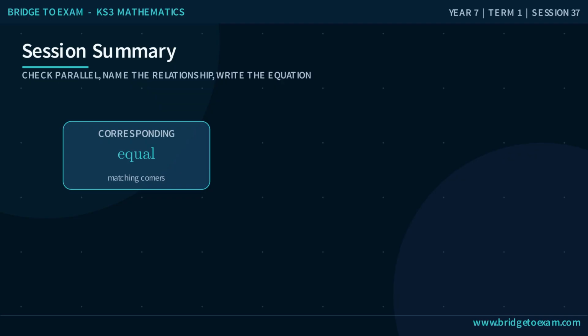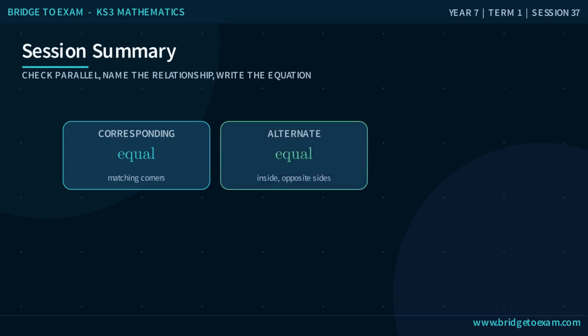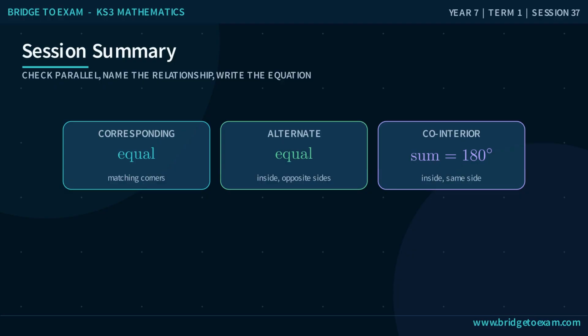Let's wrap up. Corresponding and alternate angles are equal when the lines are parallel. Co-interior angles add to 180 degrees. Check the parallel markings, name the relationship, then write one justified equation at a time.